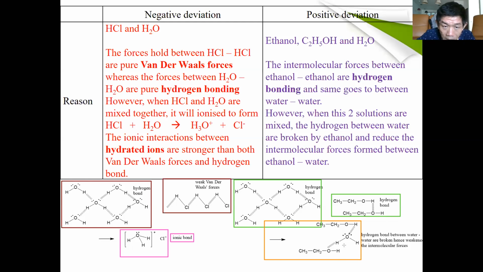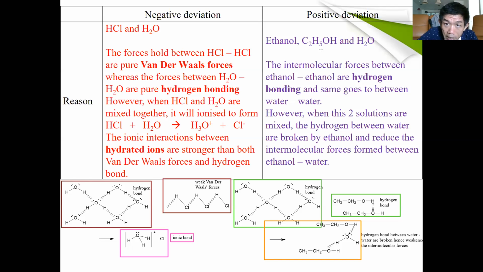Okay. So in another word, when you mix HCl and water together, its vapor pressure is lower than expected because it's harder to vaporize due to its ionic bonding. Conversely, if you mix ethanol and water, because they weaken the intermolecular forces, they have a higher vapor pressure, therefore they vaporize more easily. Okay, so that is the difference between a negative deviation and a positive deviation. These are the reasons that cause them to have negative and positive deviations.